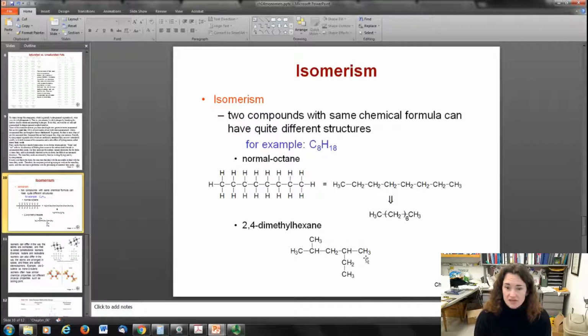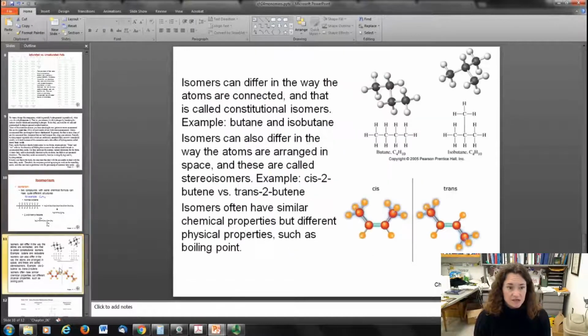2,4-dimethylhexane. So in that, the long chain only has 6 carbons, 1, 2, 3, 4, 5, I'm sorry, 6. And then that one goes on to have these side chains, okay? So the side chains make up the rest of the molecule. The chemical formula is the same, but the structure is different, and so the properties can also be different.